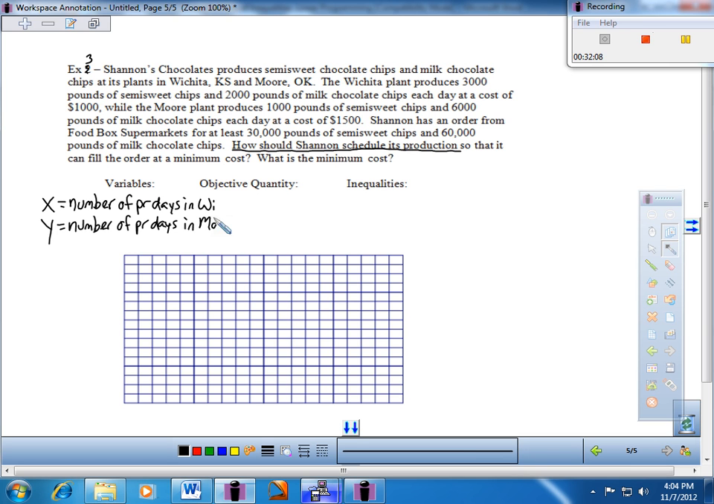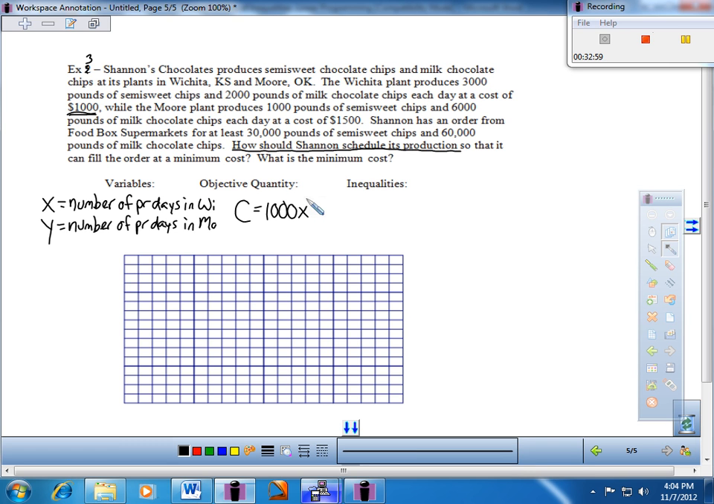Okay, now let's go ahead and write our objective quantity. In this case, again, I asked myself the question, what is it we're trying to maximize or minimize? And in this case, of course, we're trying to minimize the cost. So let's write an expression for cost. And what I see, in terms of X and Y, and that's what it's all about here, I go to the problem and I see a cost of $1,000 per day at the Wichita plant. So $1,000 it's going to cost Shannon's Chocolates for every single day of production in Wichita.